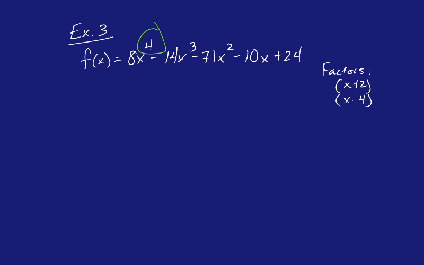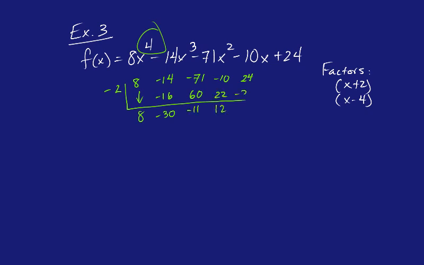But here you go. So you would divide just 2 times in a row. Doesn't matter which one you start with. So negative 2. And then you're going to go with 8, negative 14, negative 71, negative 10, and 24. Hopefully you're okay with me doing synthetic division since it's just x and then a number. So 8, negative 16, negative 30, 60, negative 11, 22, 12, and negative 24.